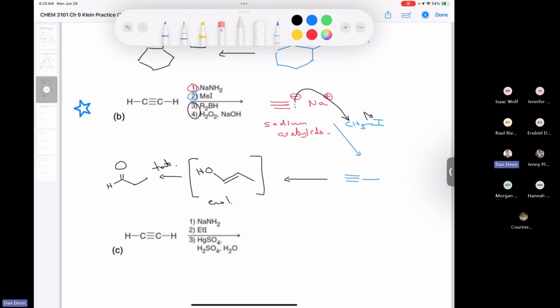So remember, the last 2 steps here are the anti-Markovnikov addition of water. So it's not the rich getting richer, it's vice versa. But we end up with an enol that tautomerizes to give us an aldehyde.